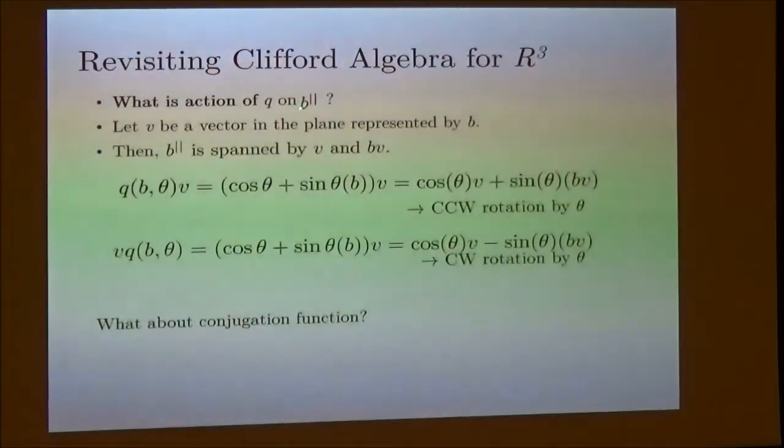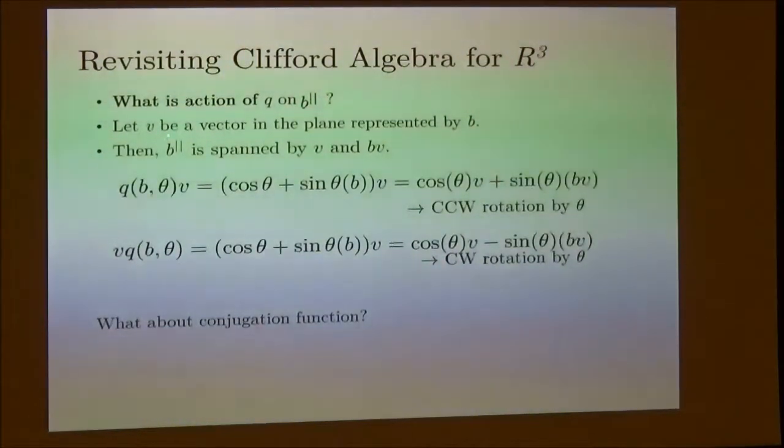So what is the action of Q on the parallel plane of B? Well, we have a vector V, let's say, which is in the plane represented by B. We know that B parallel is spanned by B and BV, which we can show is parallel to this plane. We again multiply them.